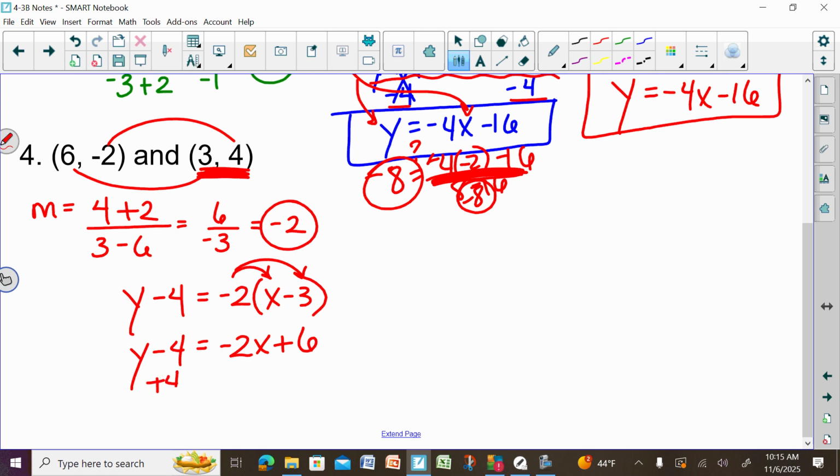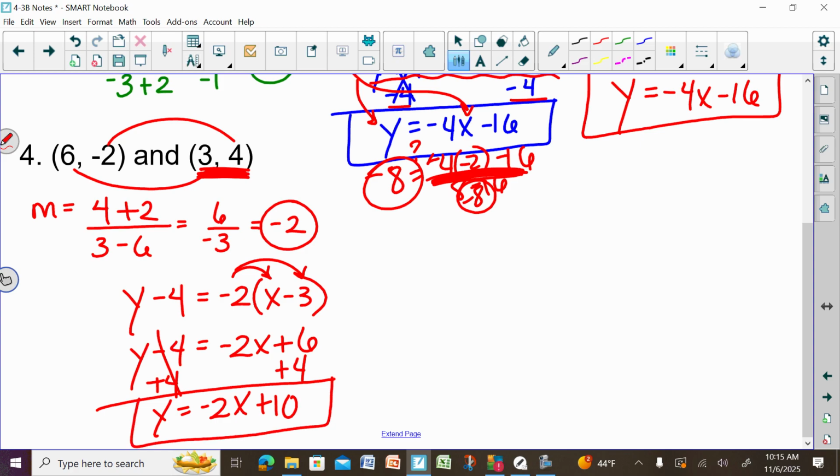Add 4 to both sides. The 4 and the 6 are like terms, so I'm going to put it underneath the 6. The 4's on the left-hand side cancel. Y equals -2x plus 10. And there's your equation.